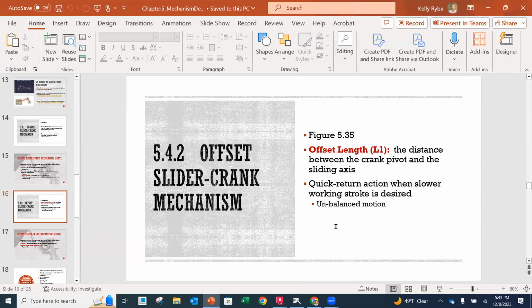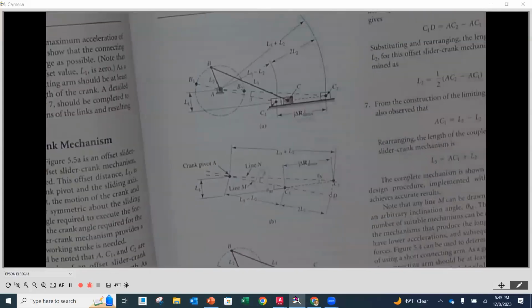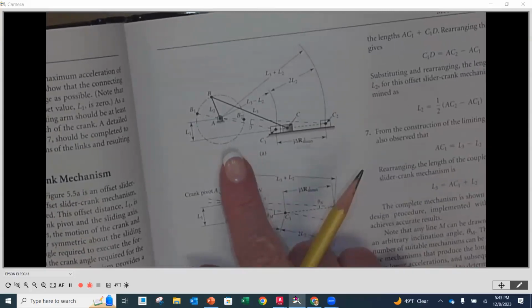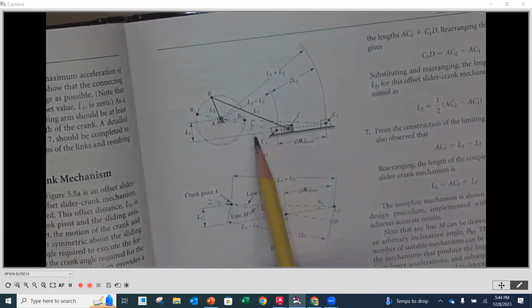Offset slider crank mechanisms are going to have a distance between the center of that crank and the path that the slider is going to take. So if we look at figure 5, it should be 5.5, not 5.35, sorry. And this is going to be in the first column on page 115. This is an offset slider crank mechanism. So the offset is going to be this L1, and that's between the path of that slider and the center of our crank. So they're not in line anymore.